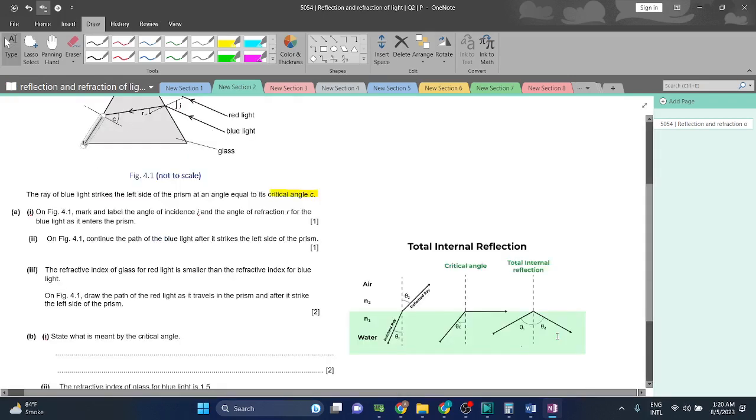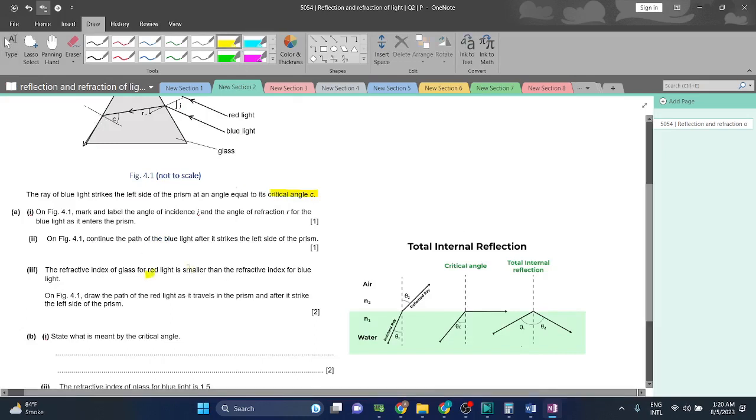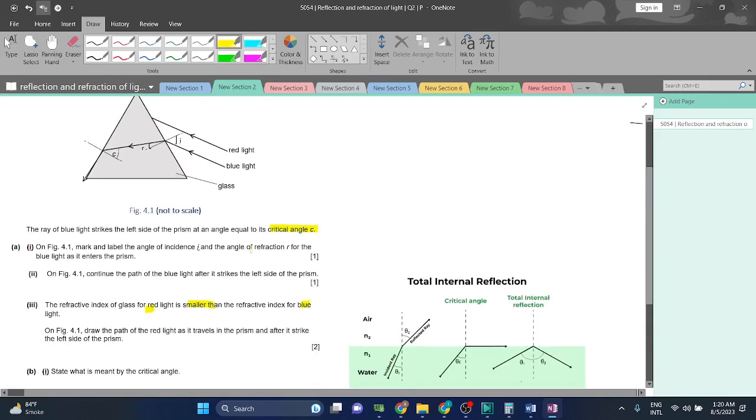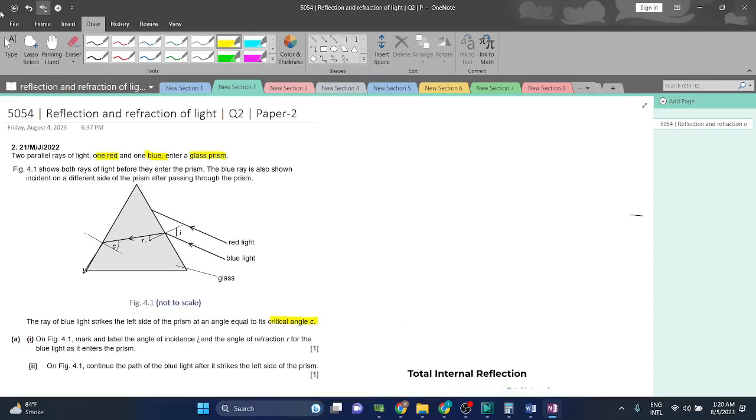3. The refractive index of glass for red light is smaller. Red light का smaller है than the refractive index for blue light. On figure 4.1, draw the path of the red light as it travels in the prism and after it strikes the left side of the prism. तो उन्होंने बताया कि travels throughout the prism and left side of the prism. So let's make the diagram.